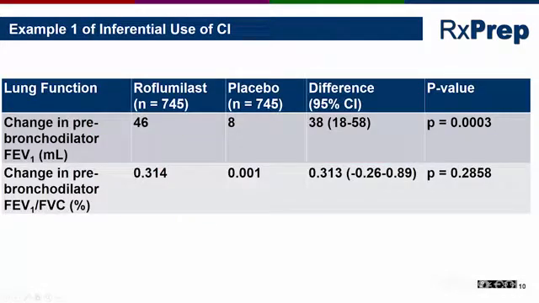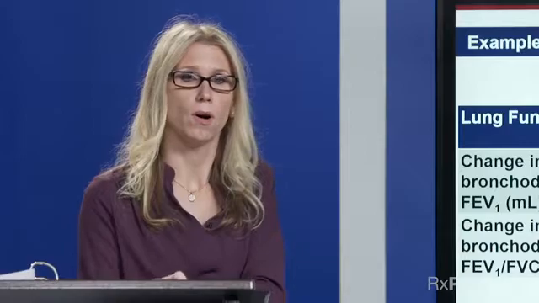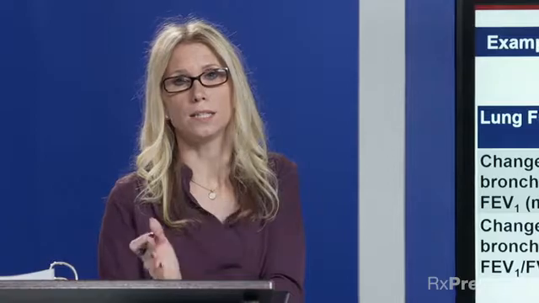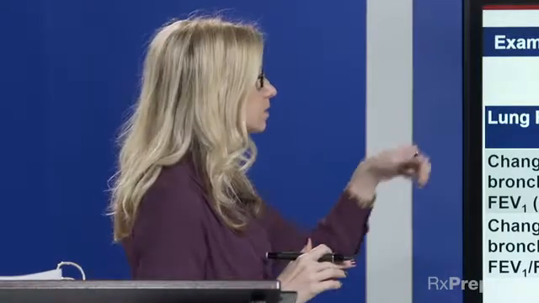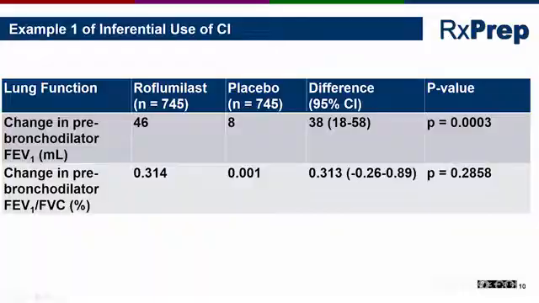So let's look at the example in your book. For this example, I'd like you at home to cover up this last column, the p-value column. Pretend this is a real live example on the exam, and they're asking you to determine if something is statistically significant or not, and you're not given that last column, the p-value. They just give you these 3 columns, and they tell you, okay, is the change in pre-bronchodilator FEV1 statistically significant?